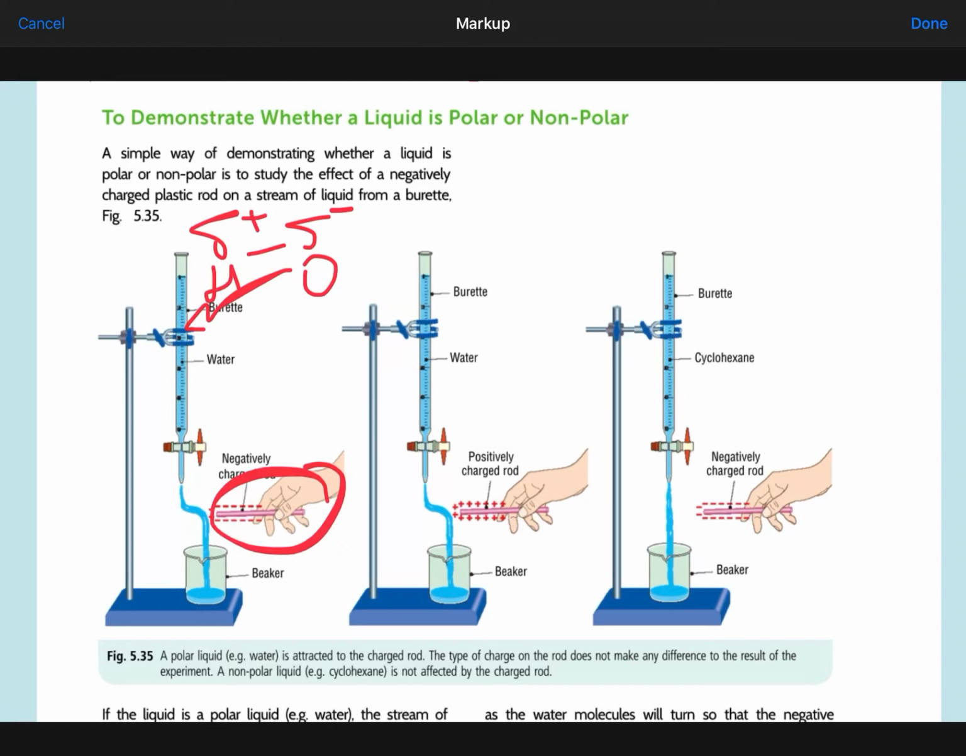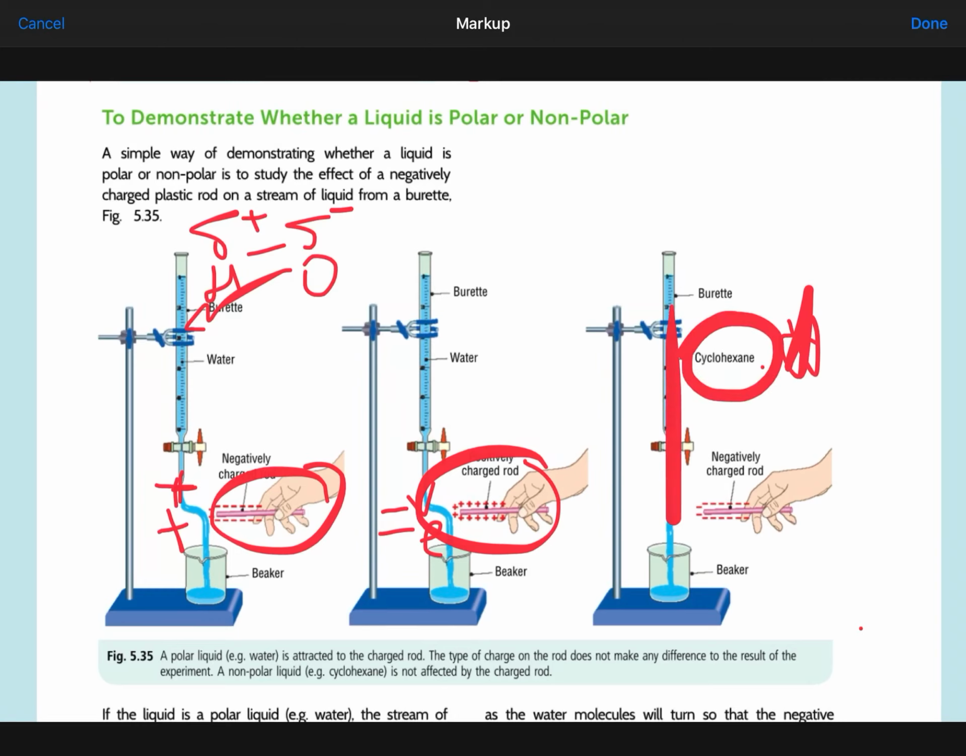If you bring a charged rod to a thin stream of water and the rod is negatively charged, the positive hydrogens in the water would be attracted to the rod. If the rod was positively charged, the negative oxygens would be attracted to the rod. But look at the third example, cyclohexane. Why does cyclohexane not attract towards a negatively charged rod? Because it's not polar. It's non-polar.